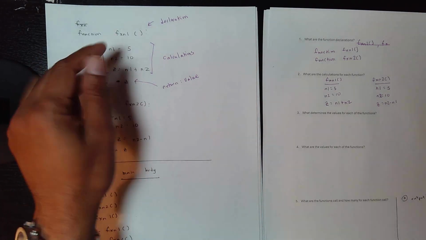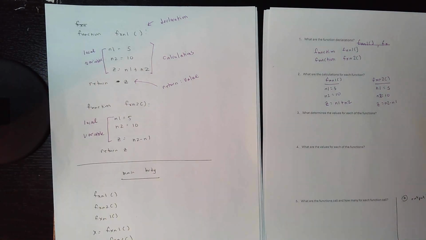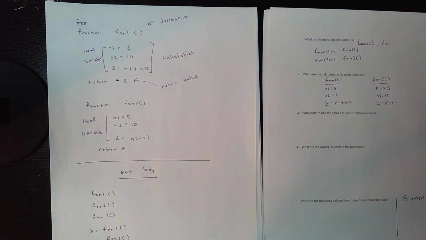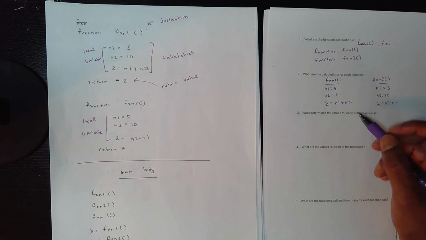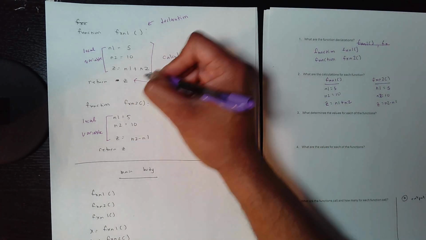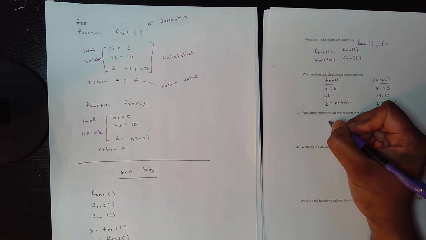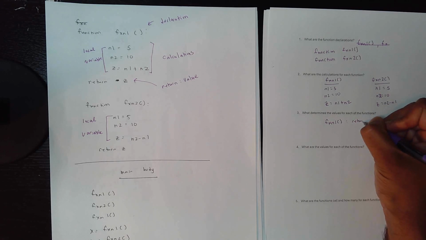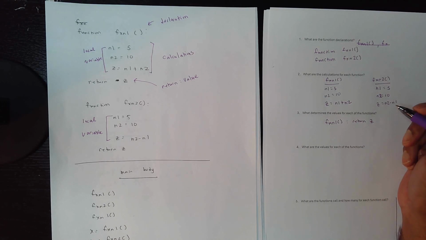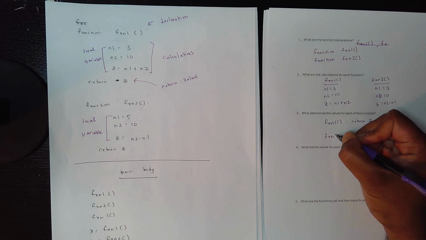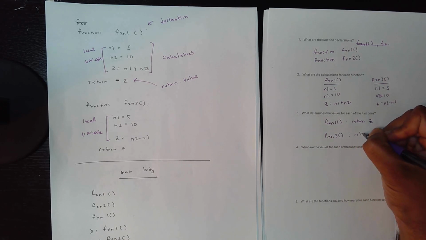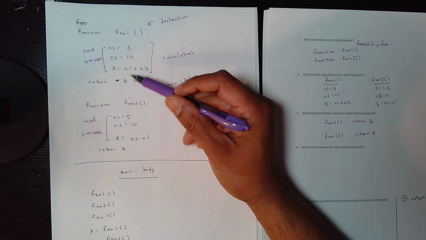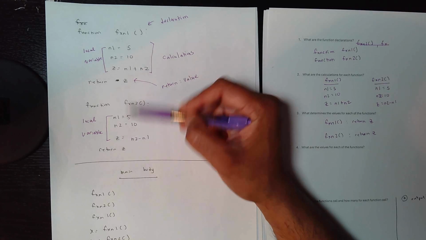It's localized here and it never comes out. So the n1, n2, z values never come out unless with that return. Again, the n1, n2, z doesn't come out. So one does not affect the other. Okay? So now what determines the values for each of the functions? Well, your return determines the value. So for your function 1, I have a return of z. And for my function 2, I have a return of z. Now again, these z values are separate because they're all localized. Even though I call it the same thing, they're irrelevant.